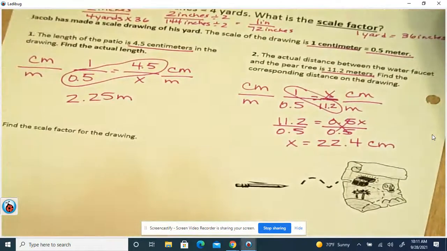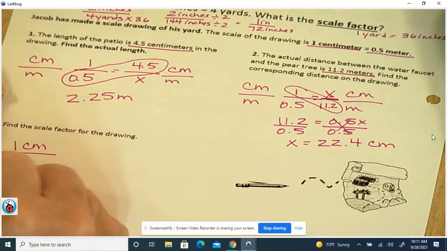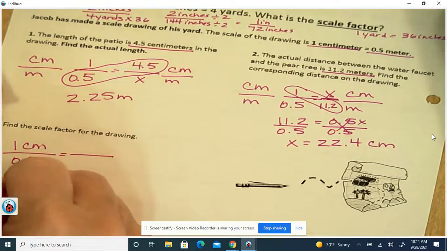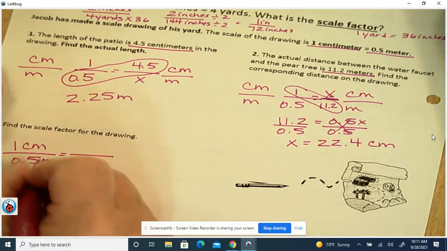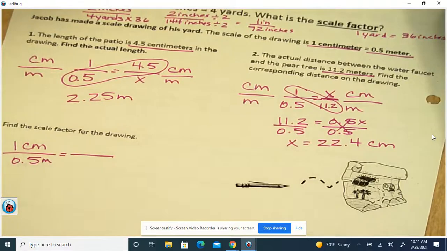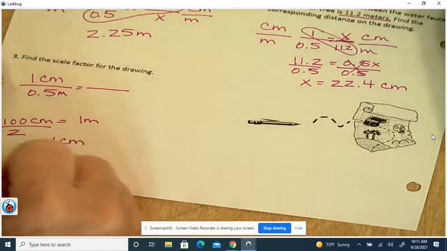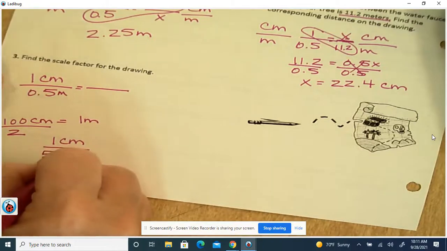And then number 3 says find the scale factor of the drawing. Our scale was 1 centimeter is 0.5 meters. And we need to convert this to centimeters. So how many centimeters are in a meter? There's 100 centimeters equal to 1 meter, and we've got half a meter, so that's half of that. So if we divide it by 2, we're going to get the scale factor of 1 centimeter over 50 centimeters.